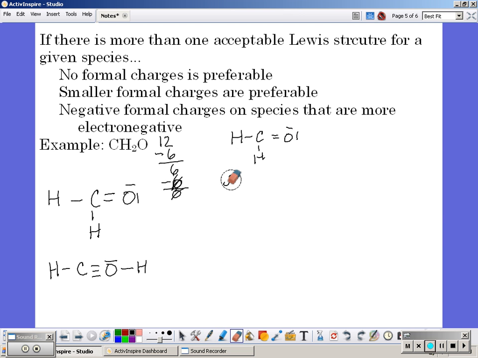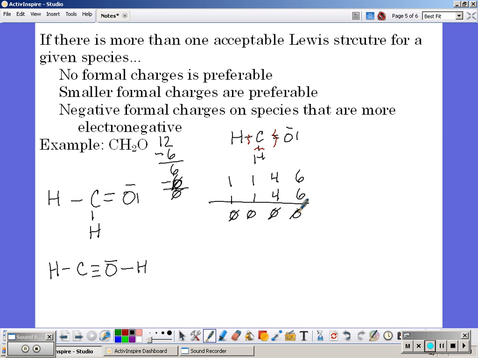Hydrogen has 1 valence electron, carbon has 4, oxygen has 6. Alright, so how many are assigned? If we break these bonds, hydrogen has 1 electron assigned. Carbon has 1, 2, 3, 4 electrons assigned. And oxygen has 2, 4, 5, 6 electrons assigned. So those formal charges would all be 0, which is what is preferable.